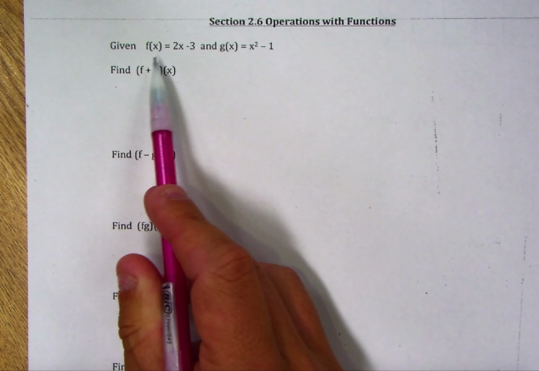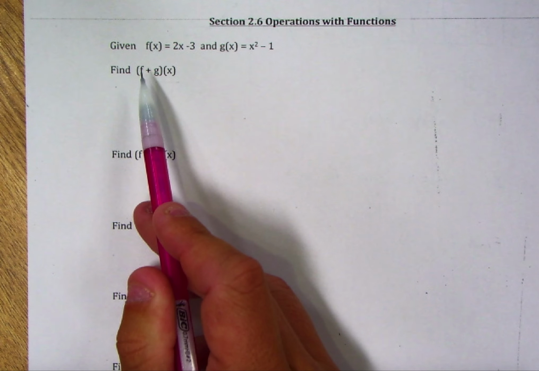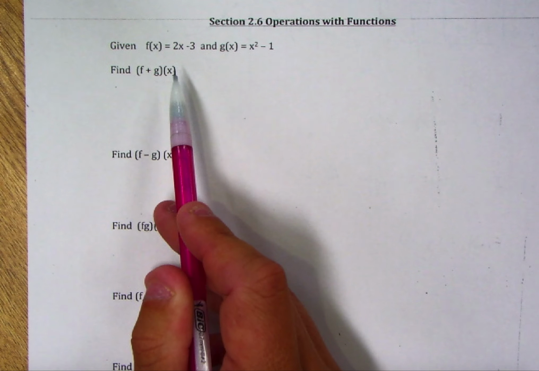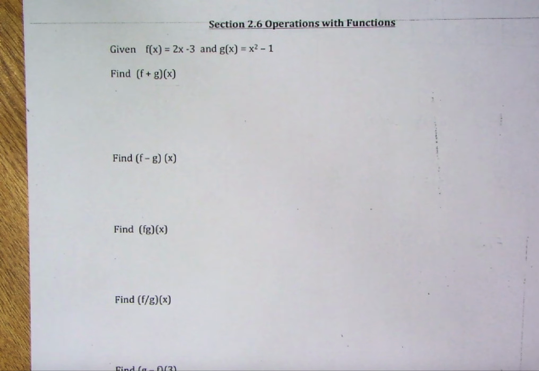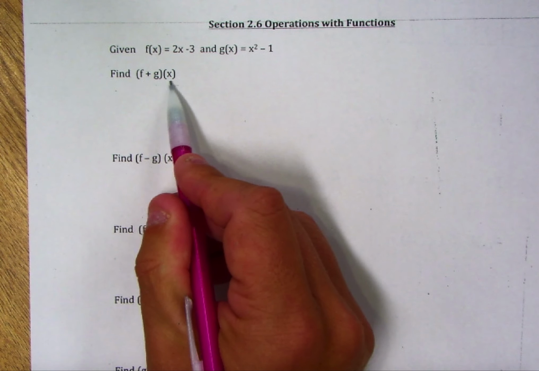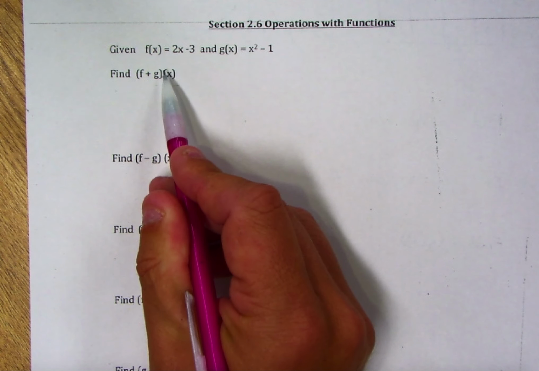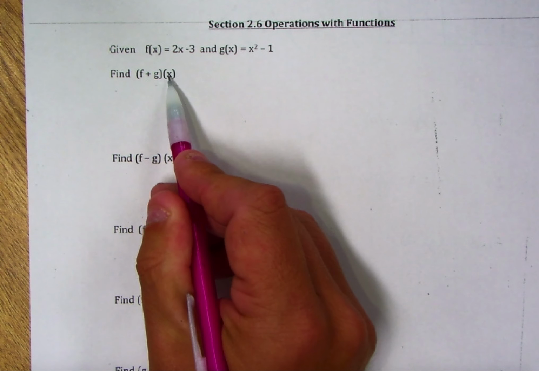So we have two functions here, and this says find f plus g of x. F plus g of x. First of all, this doesn't mean to multiply by x. This just means that you're going to keep your answer in terms of x.